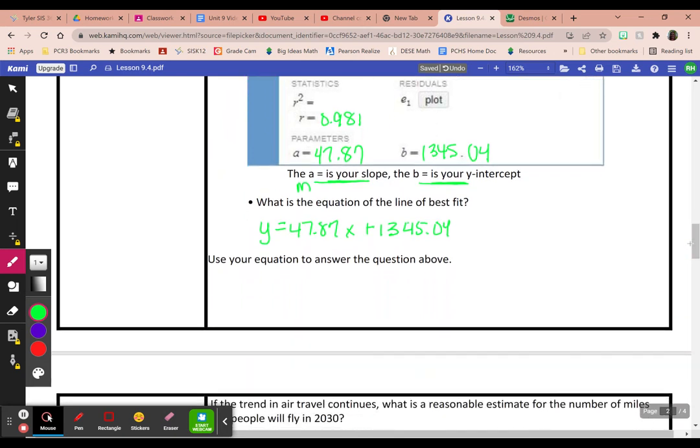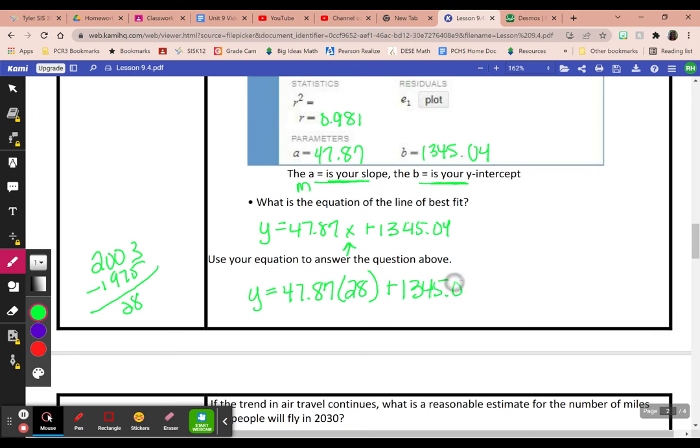Well, again, we're using the years since 1975. So we've got to take 2003 minus 1975, and we've got 28 for that. So it's been 28 years. So our years is our X value, so it's going to plug in right here. So 47.87 times 28 plus 1345.04. And if you type that in your calculator from left to right, you're going to get y equals 2685.4 miles.